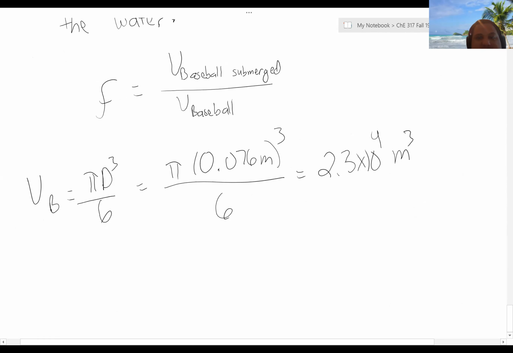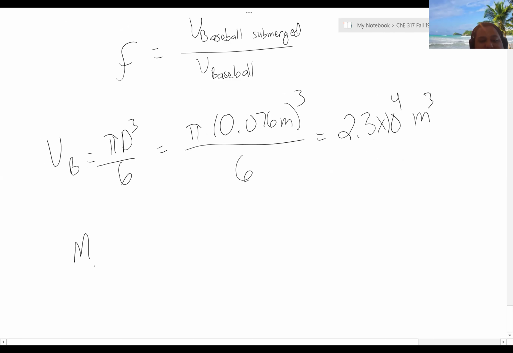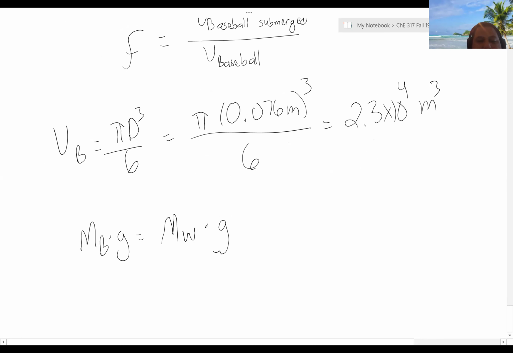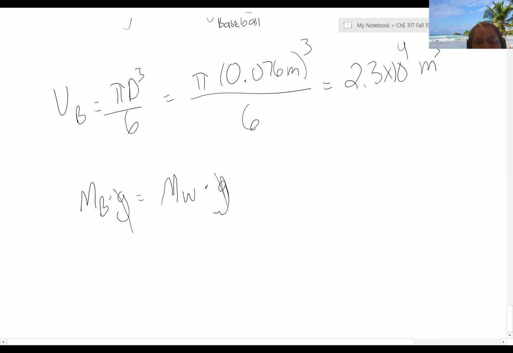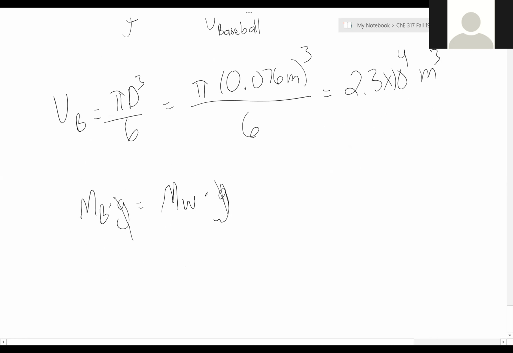So then the question is, what's the volume of the baseball submerged? Well, we stated that by Archimedes' law, the mass of the baseball times gravity has to equal the mass of the water times gravity that's being displaced by the baseball. So if we get rid of gravity, we can say that the volume of the baseball. Can I ask something real quick? Yes. I thought for the volume of the sphere it was pi d cubed over 8, not 6. It's 6. Okay.